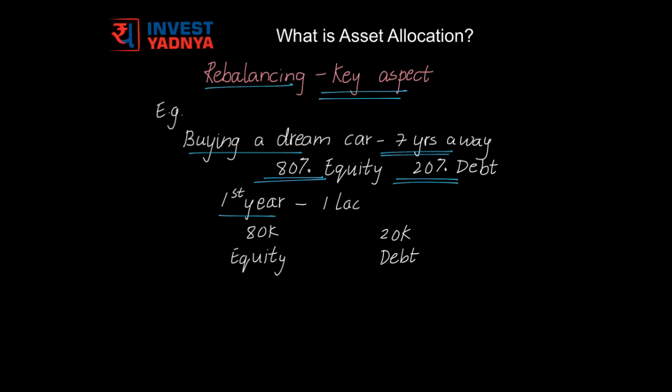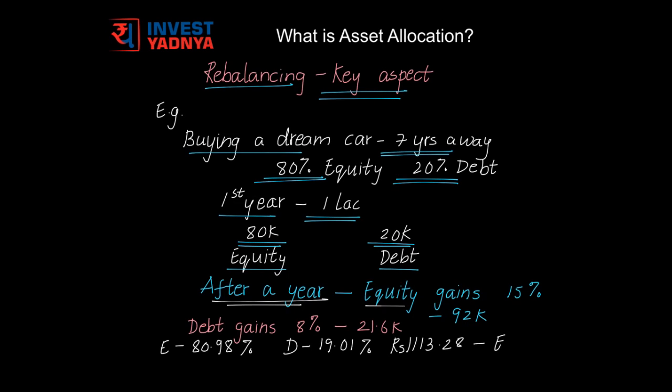At the start of the first year, you allocate 1 lakh rupees for this particular goal. And as per our asset allocation, you invest 80,000 rupees into equity and 20,000 into debt. After a year's time, let's say equity gains 15%. This takes the value of equity allocation to 92,000 rupees. Let's say the debt portion gains 8%. This takes the value of debt allocation to 21.6 thousand rupees. Due to these gains, the equity portion out of the 100 is now 80.98% and debt is 19.01%.